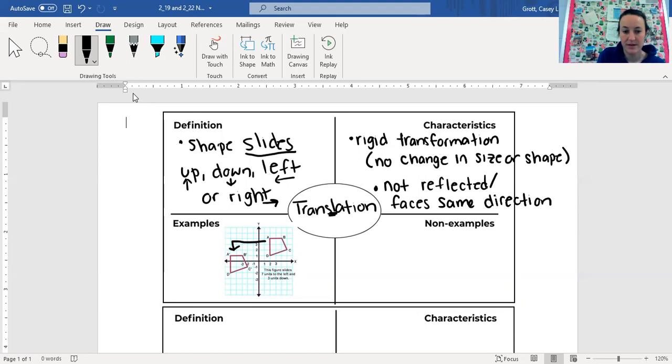We're going up and down, we're going diagonal, we've got a negative slope, and then we have a slope of zero. So it didn't change direction, still the same way. So think about translation as when we slide a shape either once or twice. What would be a non-example of a translation? See what you guys come up with.